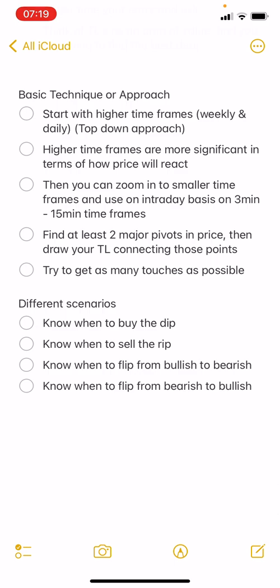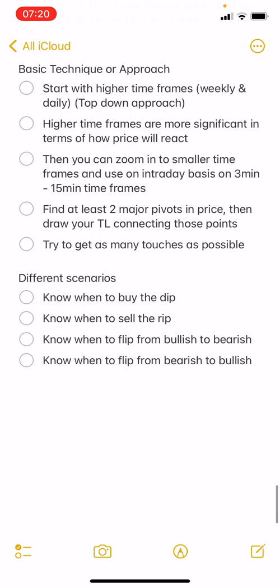So the way to draw these trend lines is pretty simple. They have to just be in your face, just kind of pop out at you. You want to find two major pivots in price, and then just draw a trend line connecting those 2 points. You want to try to get as many touches as possible, but you want at least 2 touches when you're drawing these trend lines, obviously, okay?